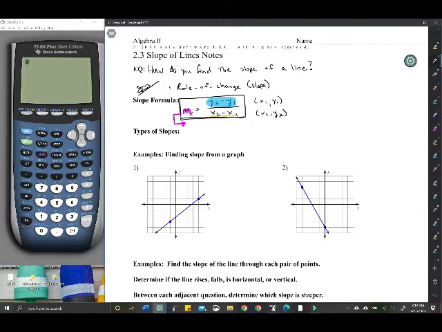Okay, types of slopes. We are going to see rising slopes, and those are lines that go up, and they are positive numbers. So things like positive 5 and so forth. Falling slopes. Those are going down. Those have negative numbers.